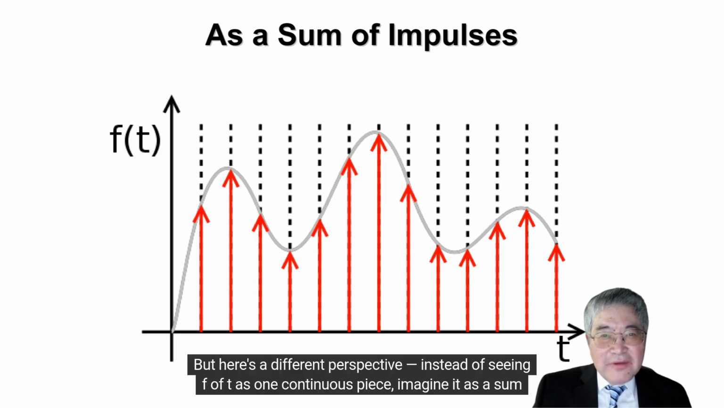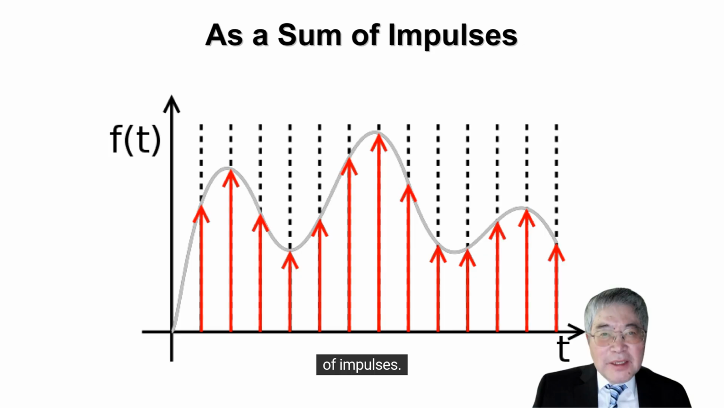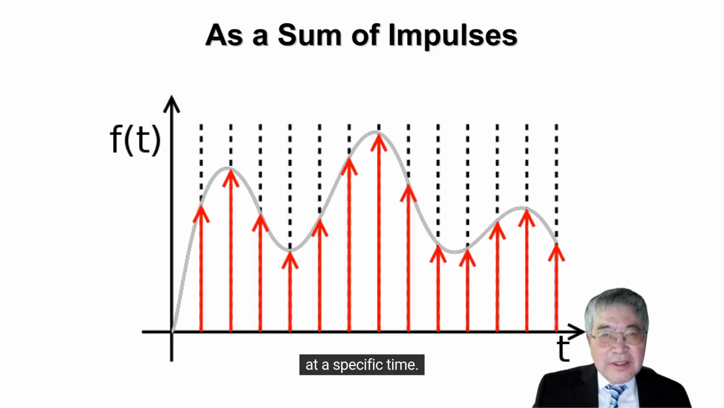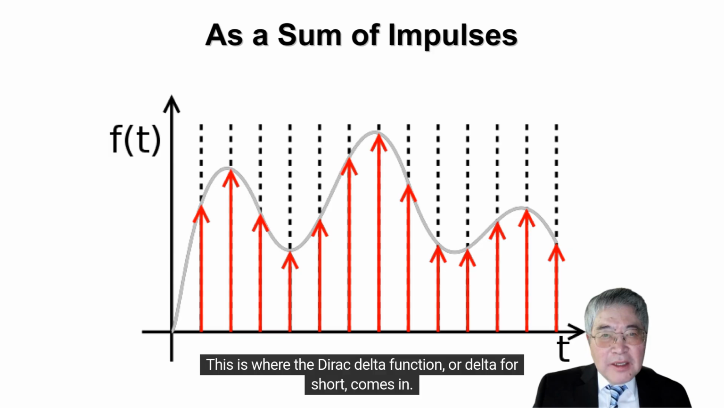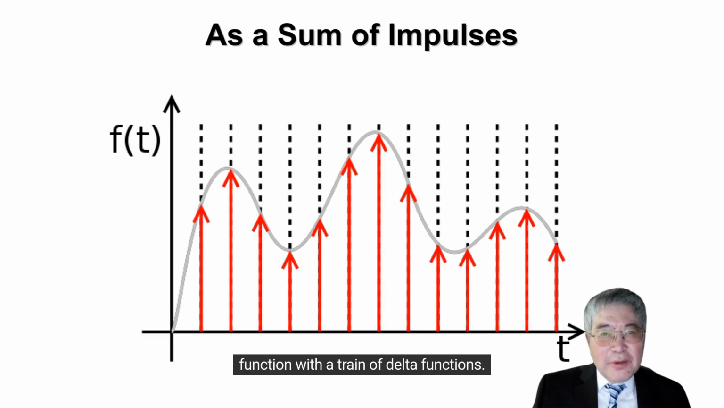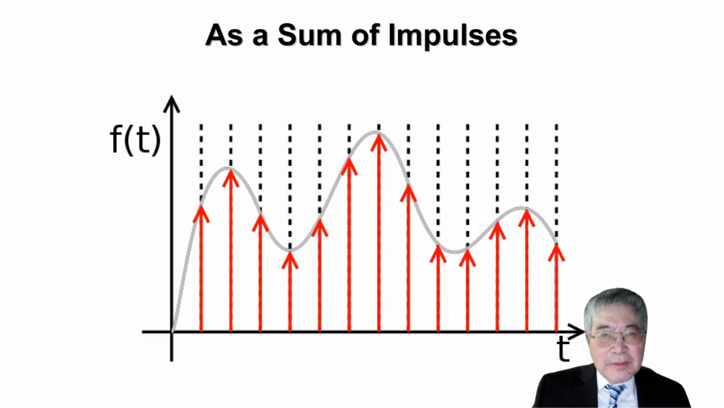Instead of seeing f of t as one continuous piece, imagine it as a sum of impulses. Yes, a collection of sharp, narrow spikes, each carrying a little bit of information about the function at a specific time. This is where the Dirac delta function, or delta for short, comes in. From linear systems theory, we know that any continuous function can be viewed as the convolution of that function with a train of delta functions.